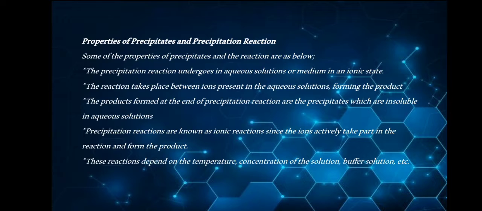Then the second one, the reaction takes place between ions present in the aqueous solutions, forming the product. The third one, the products formed at the end of a precipitation reaction are the precipitates, which are insoluble in aqueous solutions. And what we mean by insoluble is it continues to exist as a solid rather than dissolving in liquid. The fourth one, precipitation reactions are known as ionic reactions since the ions actively take part in the reaction and form the product. And the last one, these reactions depend on the temperature, concentration of the solution, buffer solution, etc.